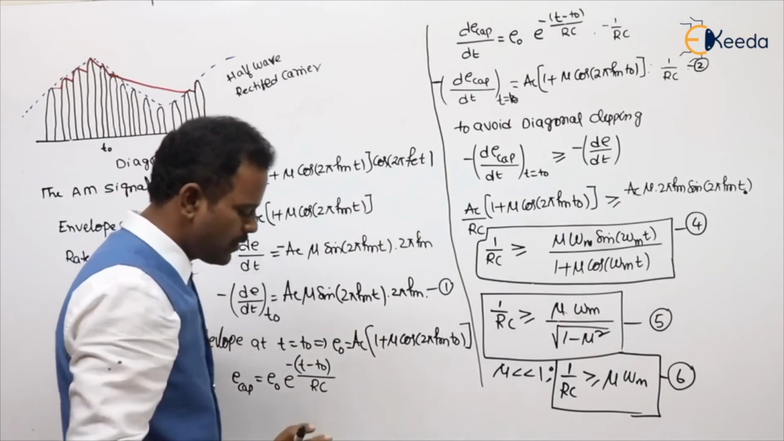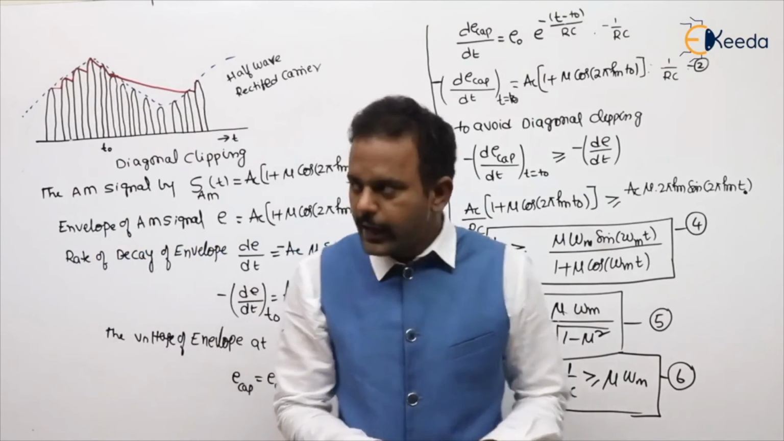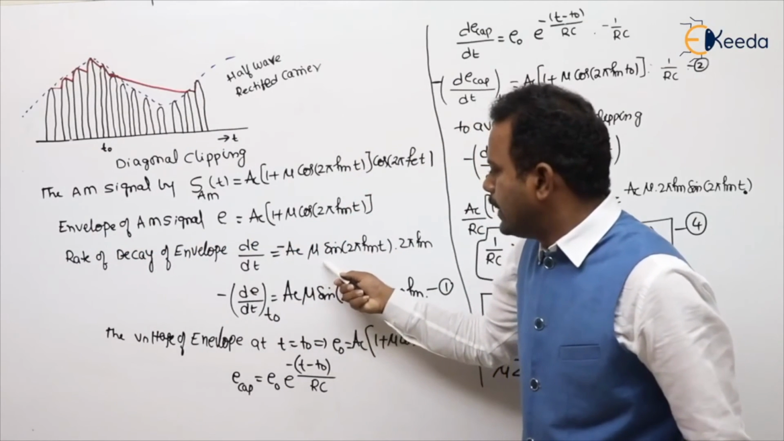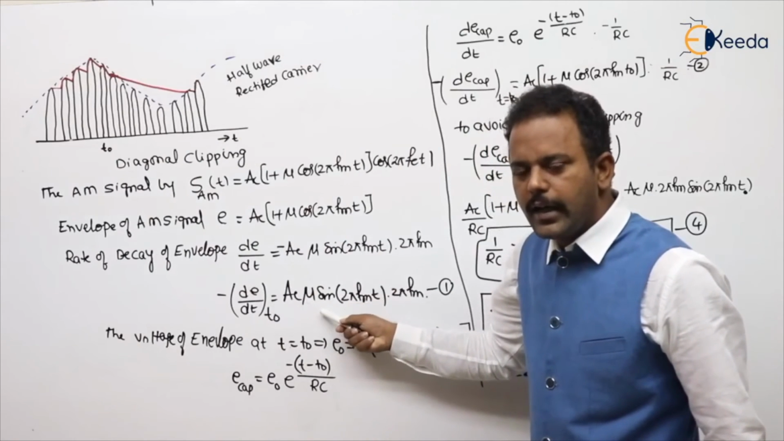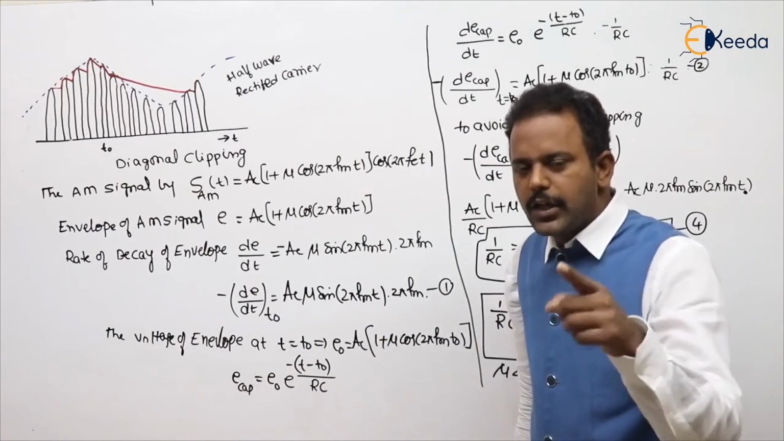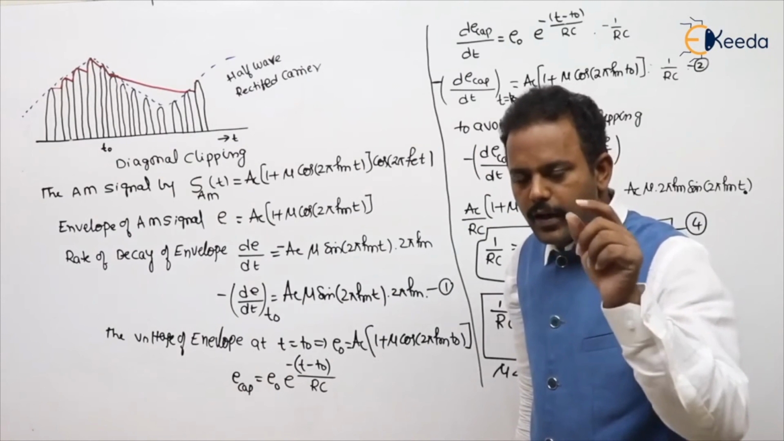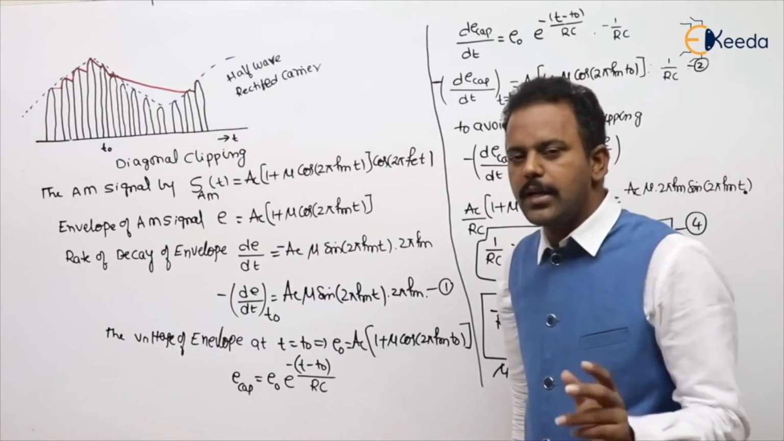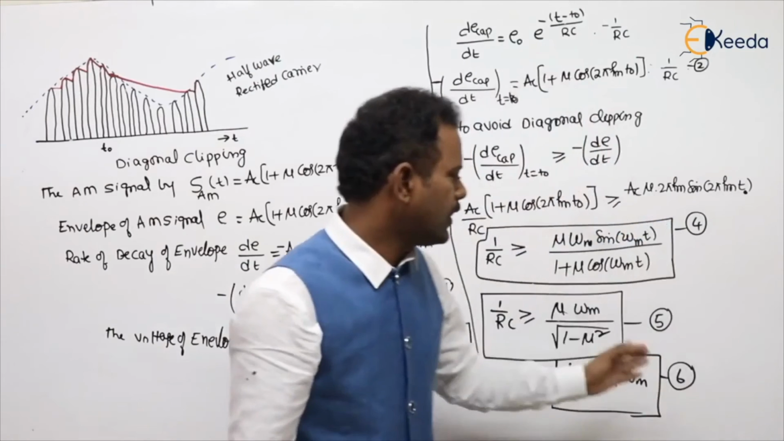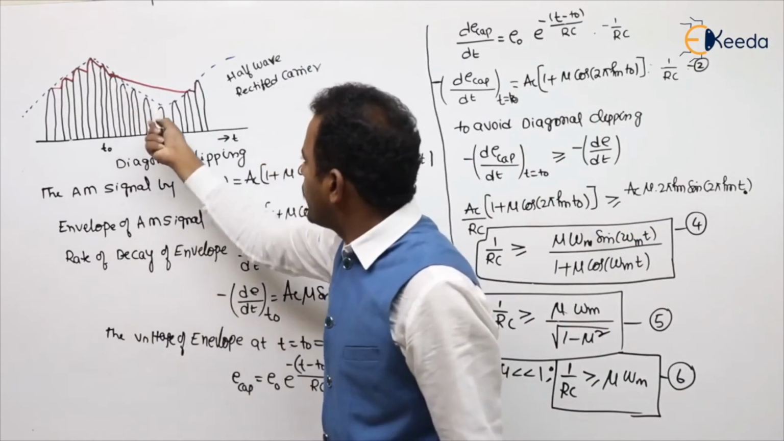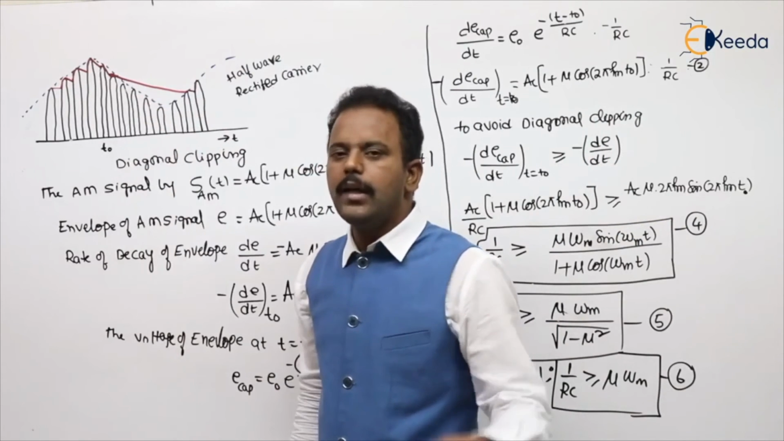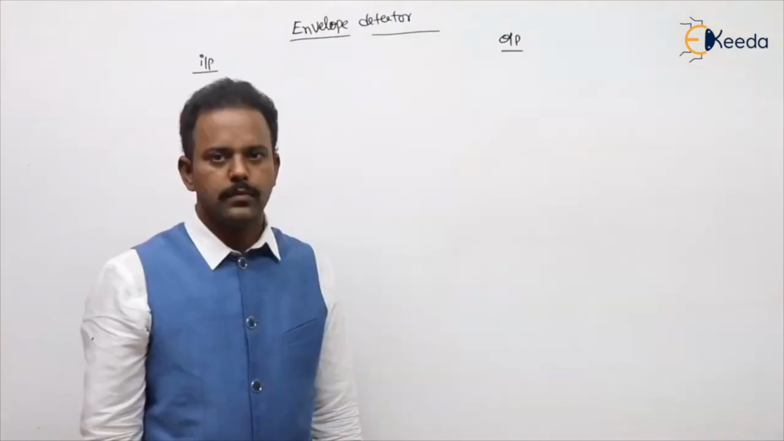Any doubt in the derivation? What I did is, I calculated the rate of decay of the envelope, and I calculated the rate of decay of a discharging capacitor. Both are equated and we got the conditions. Both being equal means no peaks are missing, and mathematically I take greater than or equal to.